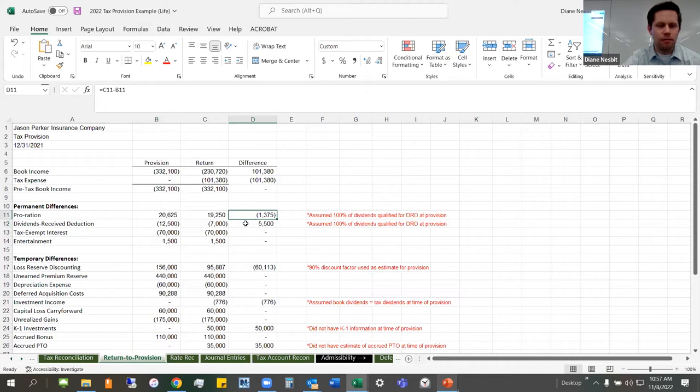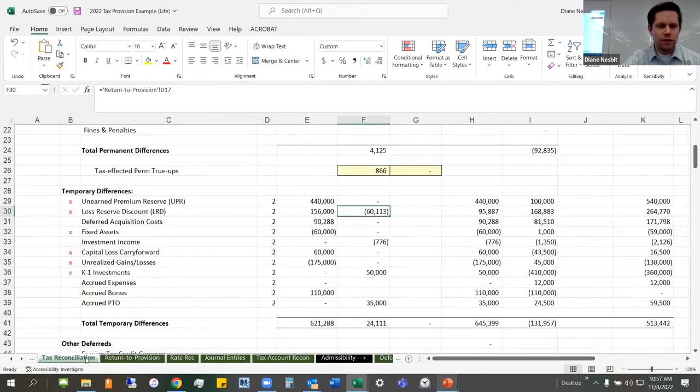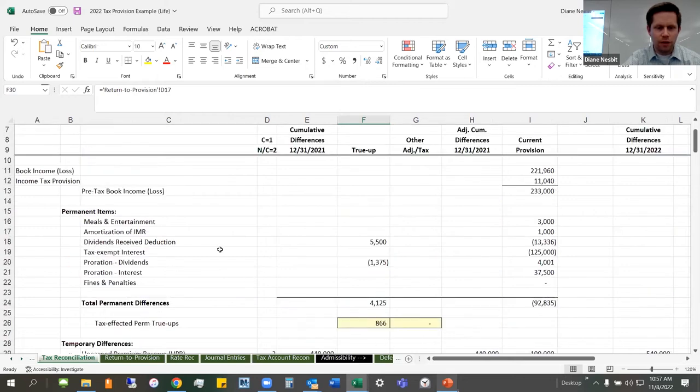So if we look back on our reconciliation tab in the permanent section, those are both there to show the true up. Maybe you're going to mention that, but the treatment of the true ups for permanent items will go through your rate rec, right? Yeah, and you'll notice in this permanent section we don't have anything for our beginning balance. That's because, like we mentioned before, you don't record deferred tax assets or liabilities for permanent differences, because they're never going to reverse.